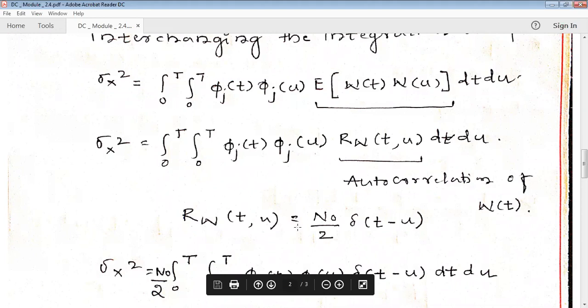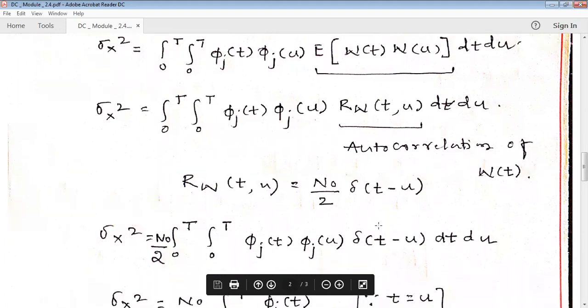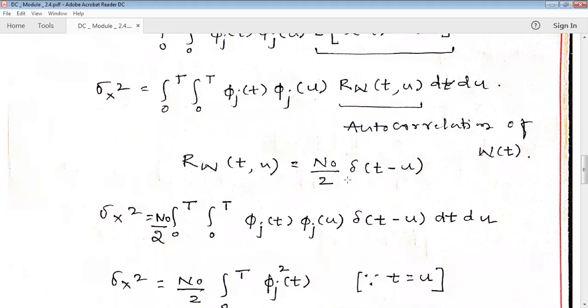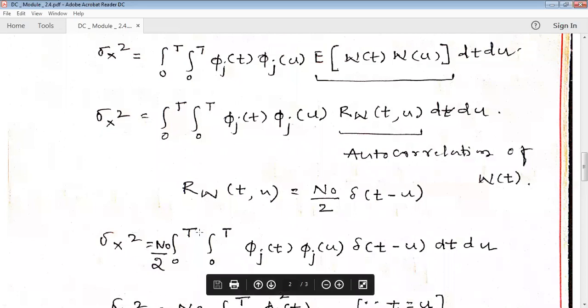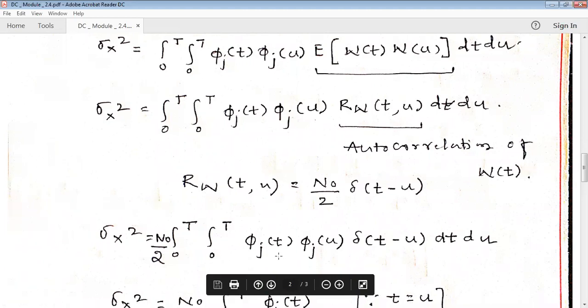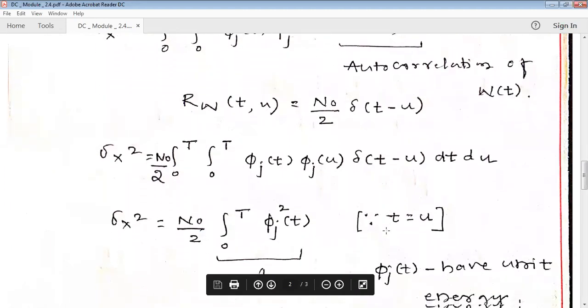Both have the same content, that is N naught by 2 delta of t minus u. This means the power spectral density, N naught by 2, is defined only at delta of t minus u. So let us substitute this N naught by 2 delta of t minus u in this equation. So sigma xj square is equal to, let us take this constant N naught by 2 outside the integration, keep the two integrations as they are, along with phi j of t and phi j of u, and delta of t minus u, dt du.